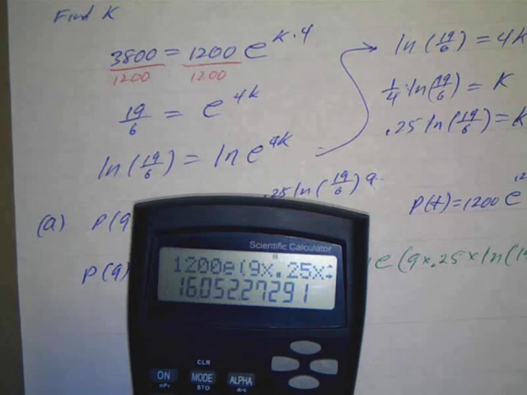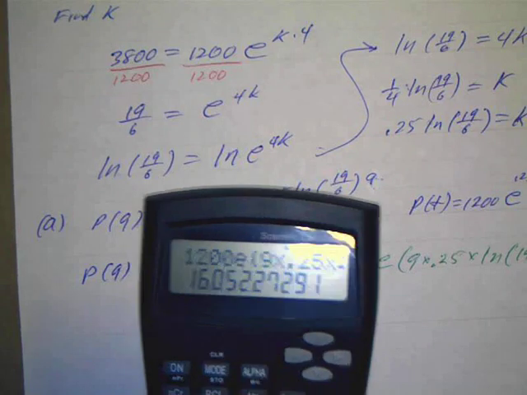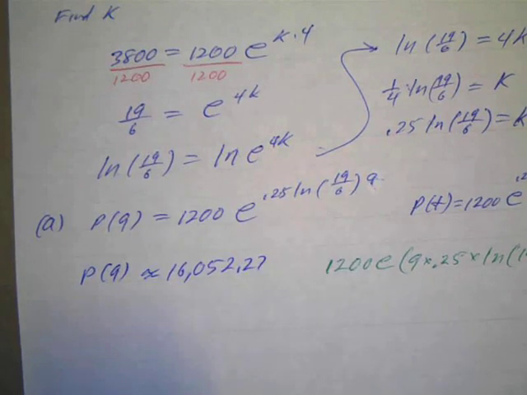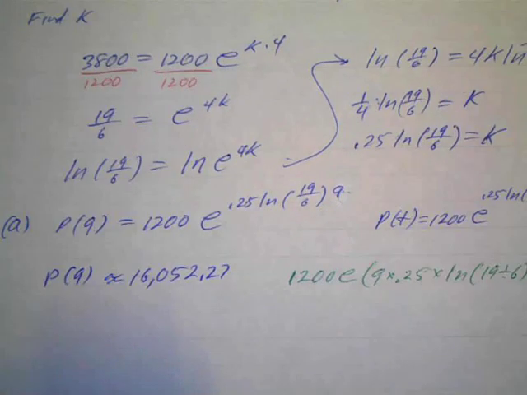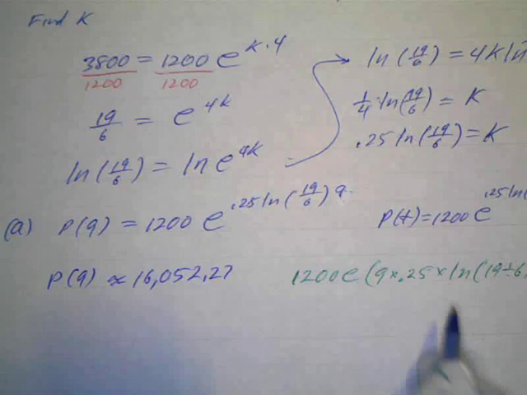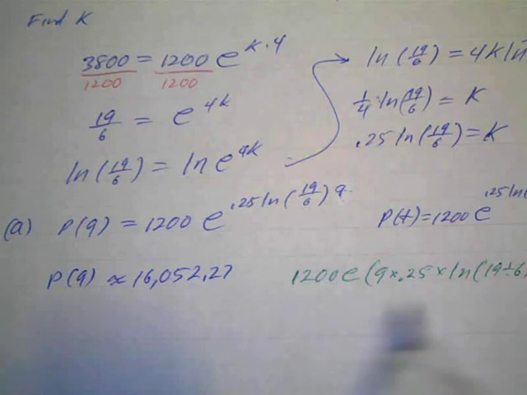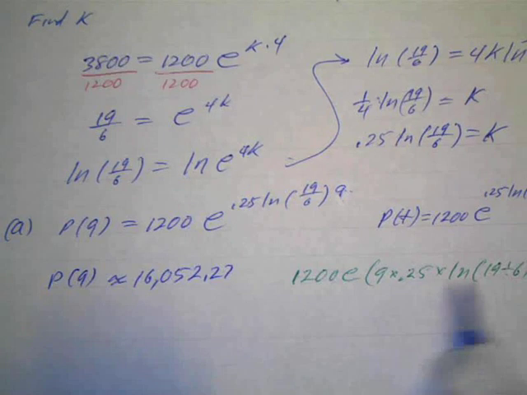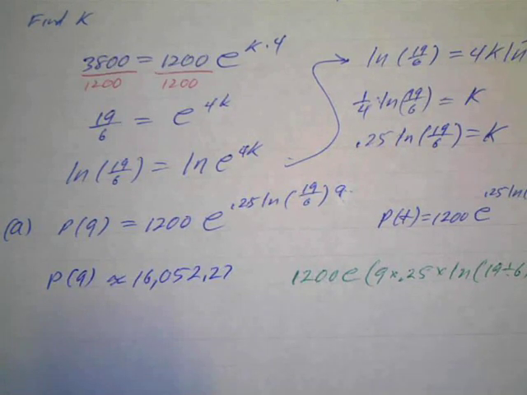Okay, you can see that in your calculator. 16,052.27. All right. So see, once we have our formula, no problem. Like I said, you might have some extra parentheses with the caret, but maybe not too many because you have parentheses for the log anyway, so this should be pretty close on both calculators. Okay, letter B.